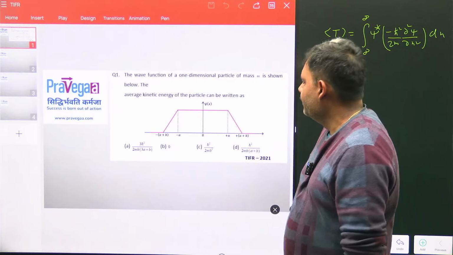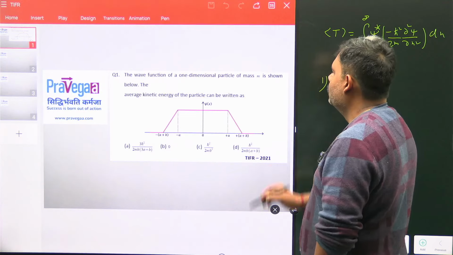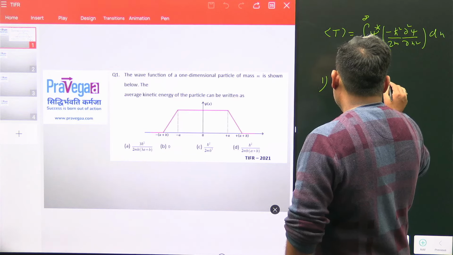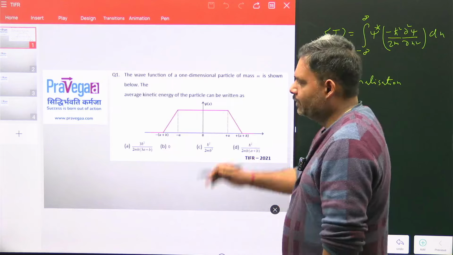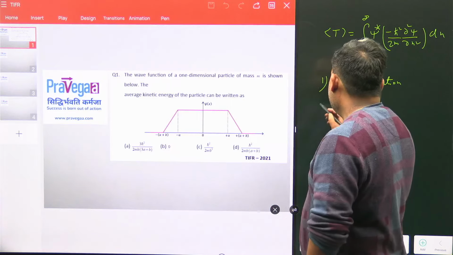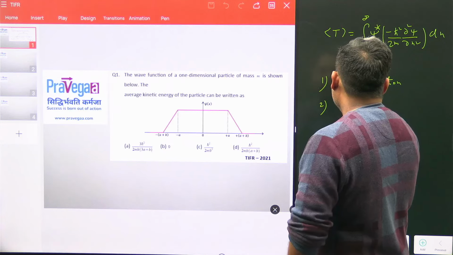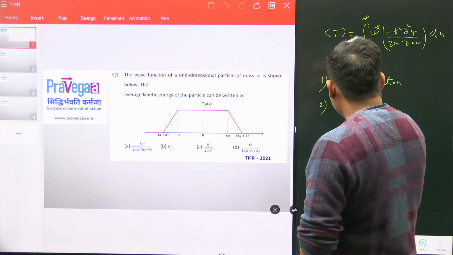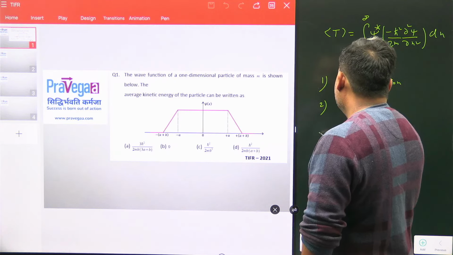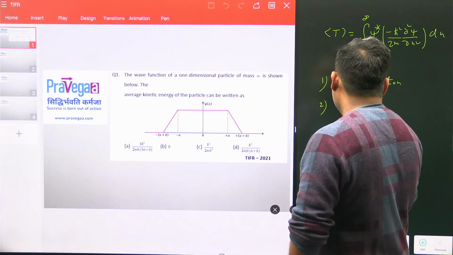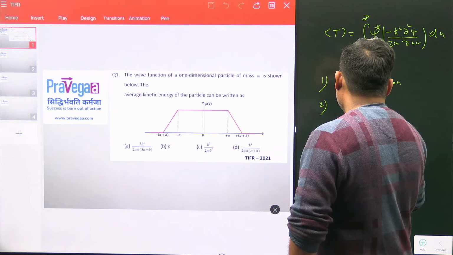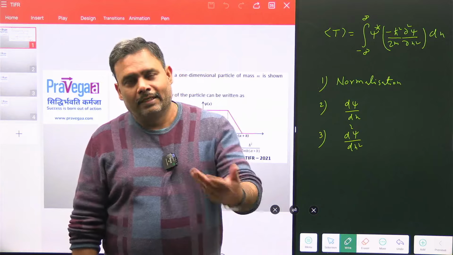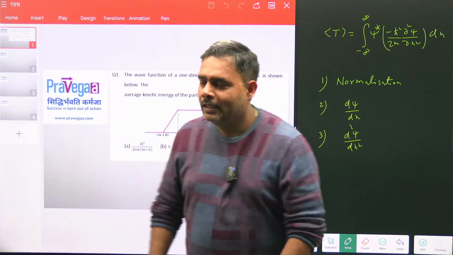So what is the idea? The idea is that first we have to find the normalization, because if you do not find the normalization, obviously the answer will not be accurate. Then we have to see what the graph of d psi upon dx will be. This is very interesting. After analyzing this graph, we will find the value of d square psi upon dx square, and once we see this value, obviously we can get the answer. So let's go step by step.